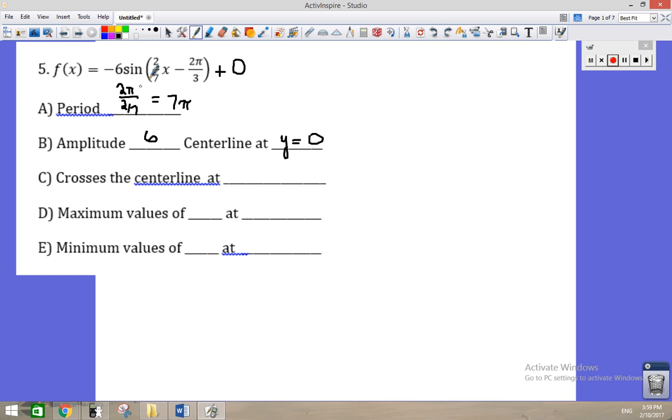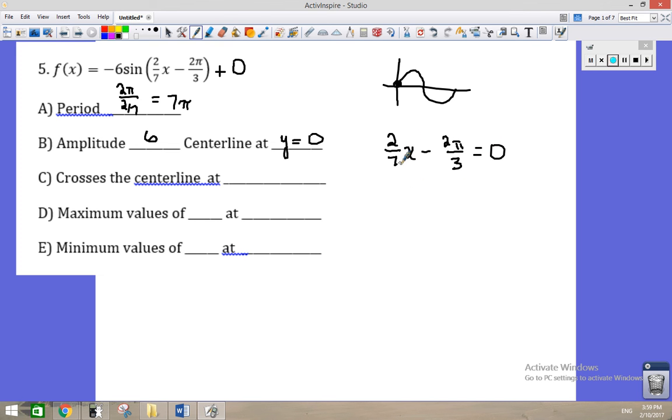It's going to affect where the normal parent curve intersects the center line. I know that the normal sine curve intersects its center line in this first primary cycle here at the origin, here at x equals 0. So if I were taking the sine of 0, then I would be at my center line, because the sine of 0 is 0, and my center line is y equals 0. So what I do is I replace this 2/7 x minus 2 pi over 3. If I can replace that with 0, then I know I'll be at the center line.